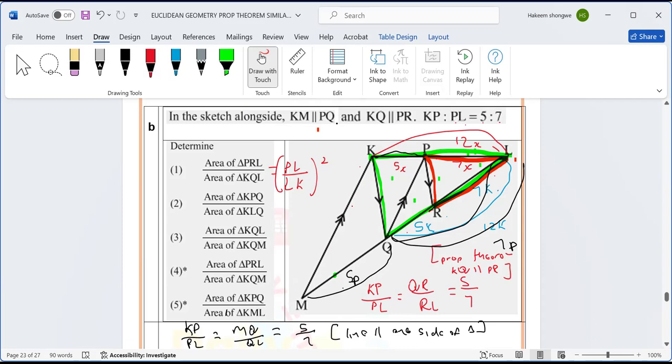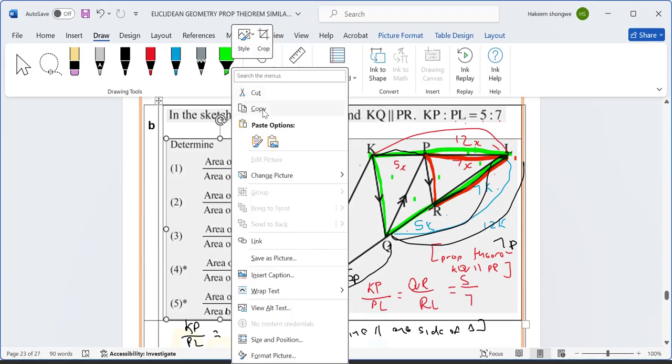So how would I write this? That's the important thing. I was already given this part, KP and PL. So I'm using things that I was already given. There's no need for me to use the prop theorem. Because this one is given, this one is also given, you can go directly and say this thing can be written this way. For number one, we don't need the prop theorem.